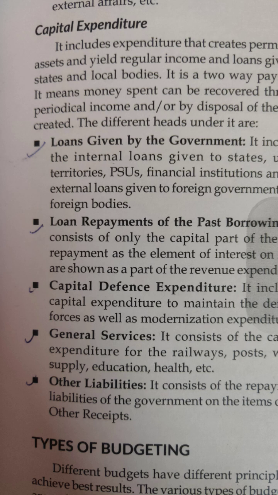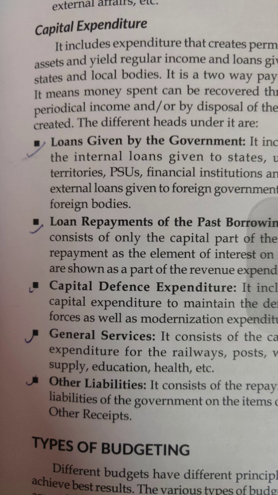Key points of capital expenditure. 1. Creates permanent assets. The government spends money on things that last for a long time. These assets can help earn money or make life easier in the future. Example, if the government builds a bridge, it's a permanent asset because it will last for many years.